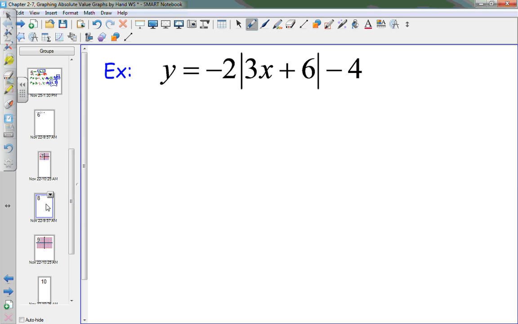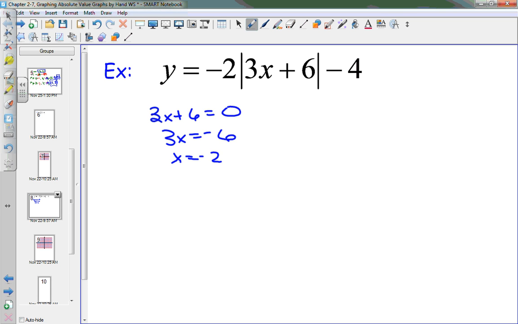On the back. The best you can. Eyeball. That's why I'm giving you the points. Okay, step 1. Take the jump that's inside, which is the 3x plus 6, set it equal to 0. Now what do I do? Subtract the 6, so 3x is equal to negative 6. Divide by 3 to give me x is equal to negative 2.